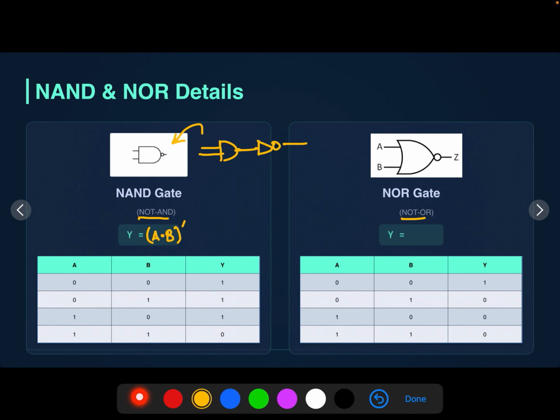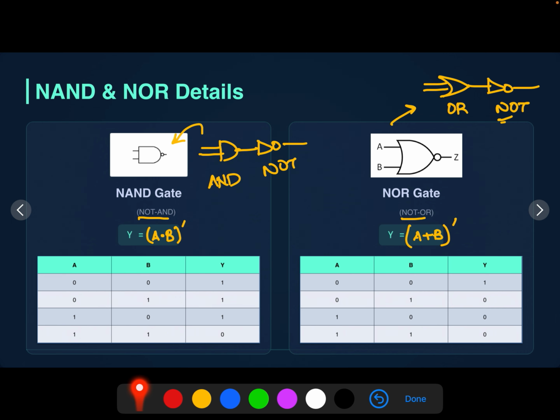The next one is the NOR gate. The NOR gate is a NOT OR gate. It's an OR gate followed by a NOT gate. Okay. How do you express that? A plus B, that's how you express the OR part. And then the whole complement, that's how you express the NOT OR part. Look at the truth table here. If either input is 1, the output's going to be 0. If both inputs are 0, the output's going to be 1.